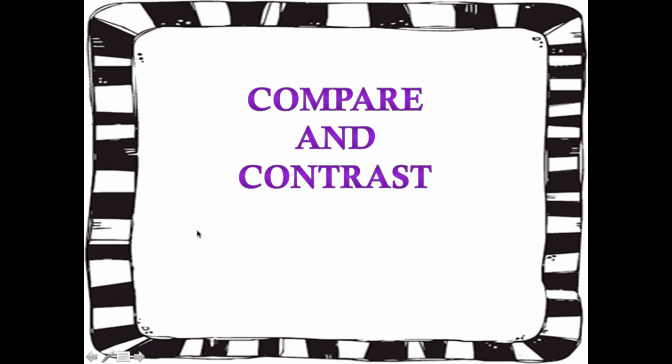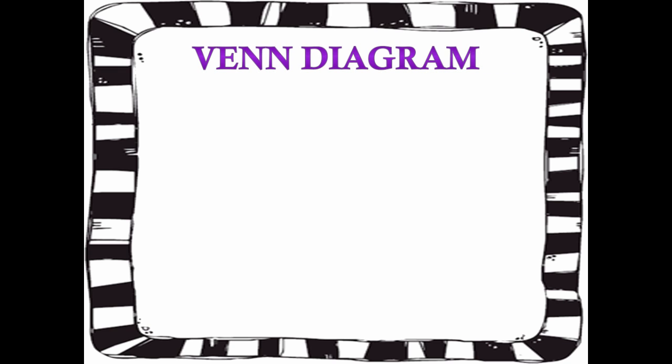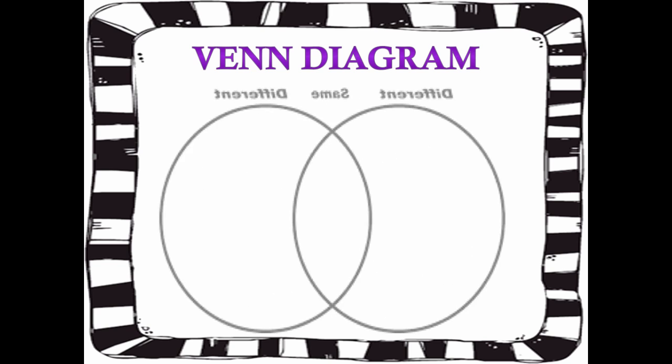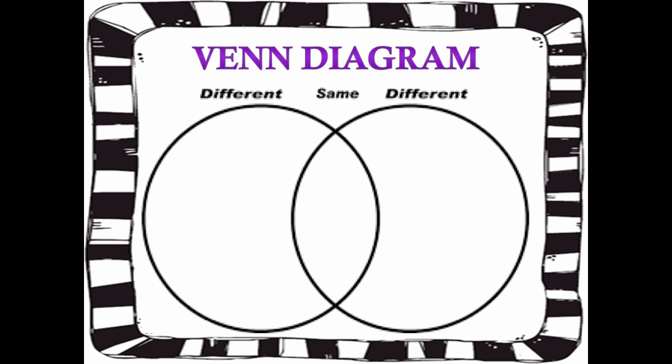This is Miss Carter, and we're going to look at comparing and contrasting again. We talked about it before, and we learned what it meant, and now we're going to look at it as we talk about elements of a story and how we can compare and contrast them. We also looked at something called a Venn diagram yesterday, and it's just two overlapping circles that help us organize our thoughts when we compare and contrast.